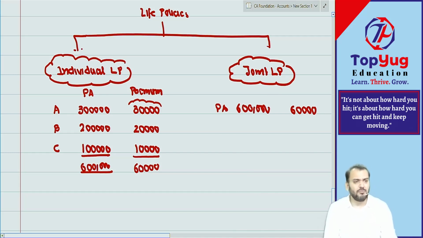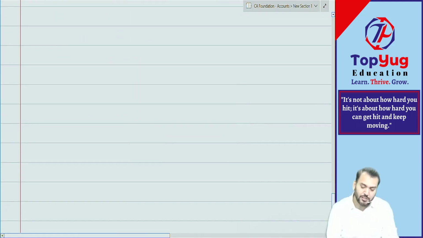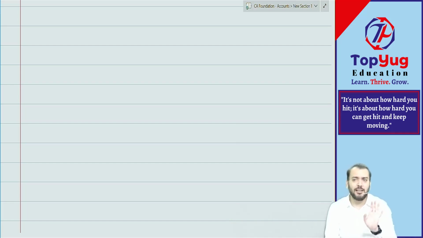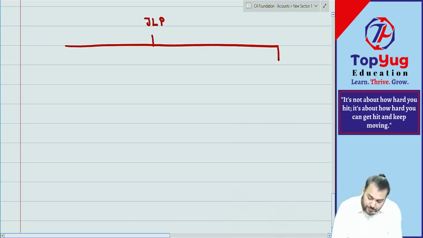Now we need to understand what will be the accounting treatment of JLP. Correct? Now write down. The topic is accounting treatment. So now we are discussing the accounting treatment of JLP. If you understand the accounting treatment of JLP, then it will be very easy for me to explain the accounting treatment of separate life policies. Correct? So first we'll take joint life policies.